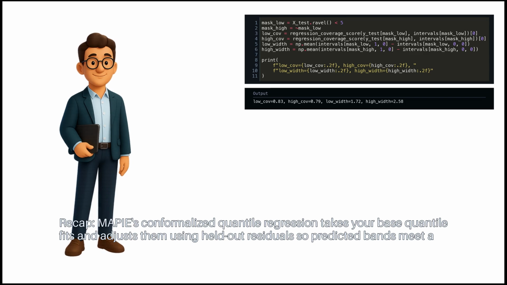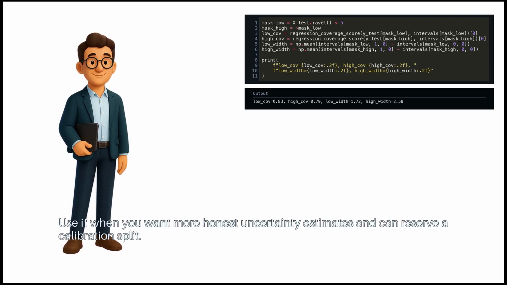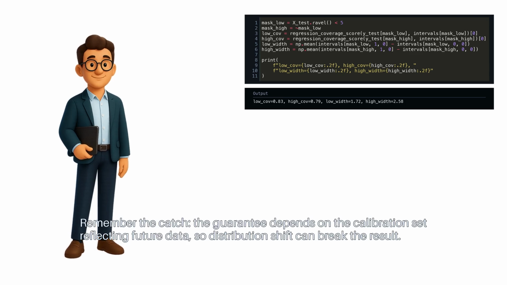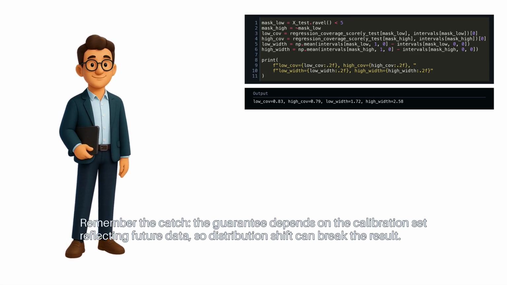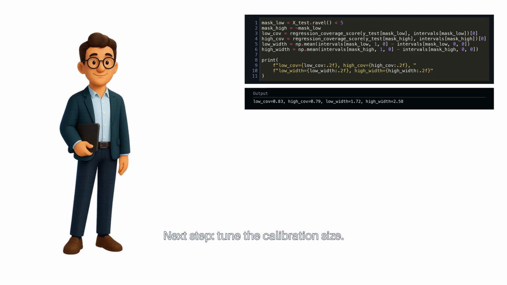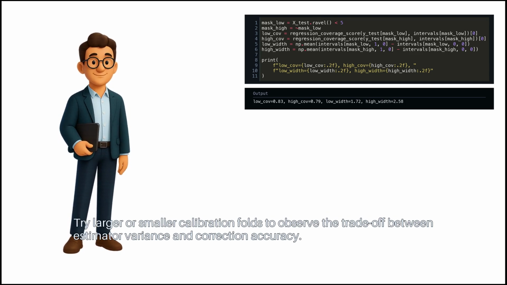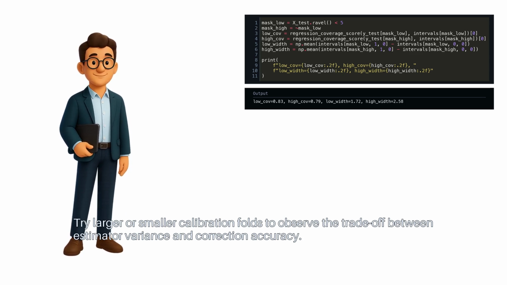Recap: MAPIE's Conformalized Quantile Regression takes your base quantile fits and adjusts them using held-out residuals, so predicted bands meet a target coverage. Use it when you want more honest uncertainty estimates and can reserve a calibration split. Remember the catch: the guarantee depends on the calibration set reflecting future data, so distribution shift can break the result. Next step: tune the calibration size. Try larger or smaller calibration folds to observe the trade-off between estimator variance and correction accuracy.